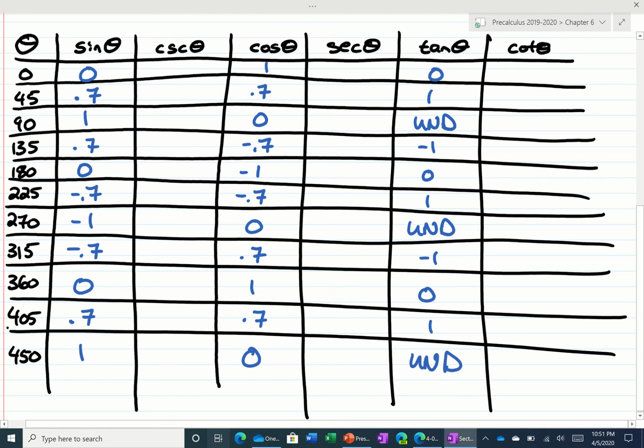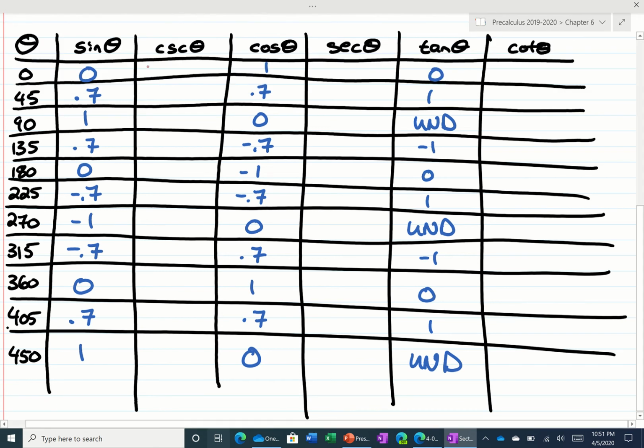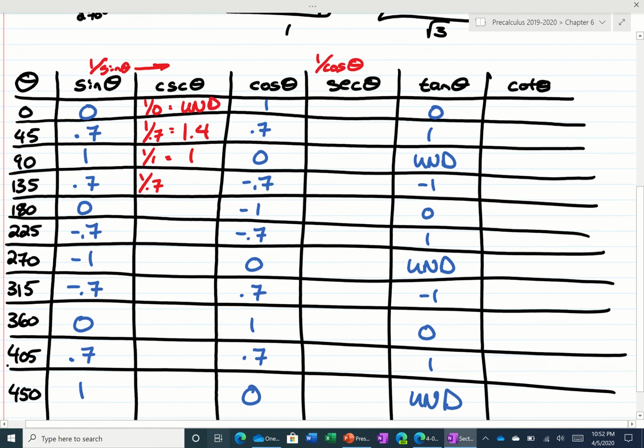All right, now to go from sine to cosecant, because we don't have a cosecant button, we just do 1 divided by sine. 1 divided by 0 is undefined. 1 divided by 0.7 is 1.4. 1 divided by 1 is 1. So you're taking everything in sine and dividing 1 by it to get cosecant. For secant, you're taking 1 and dividing it by whatever cosine was. Then to get cotangent, you're doing 1 and dividing it by whatever tangent was.